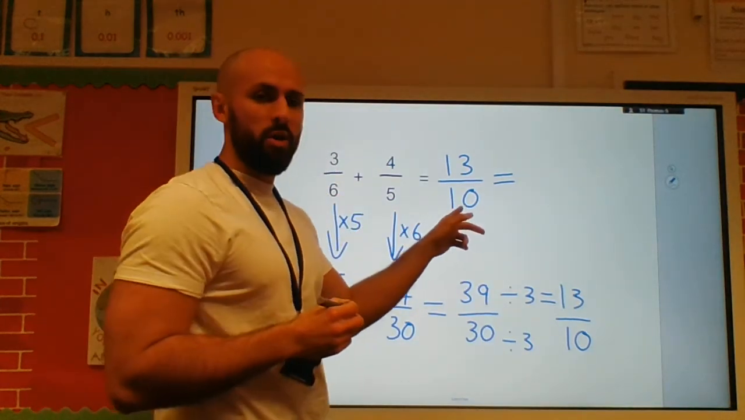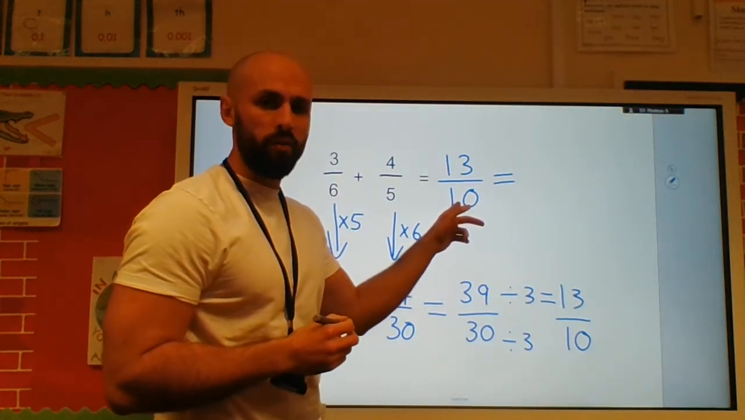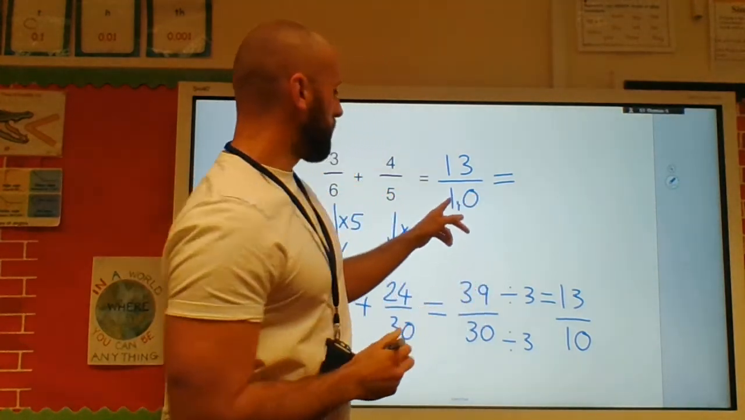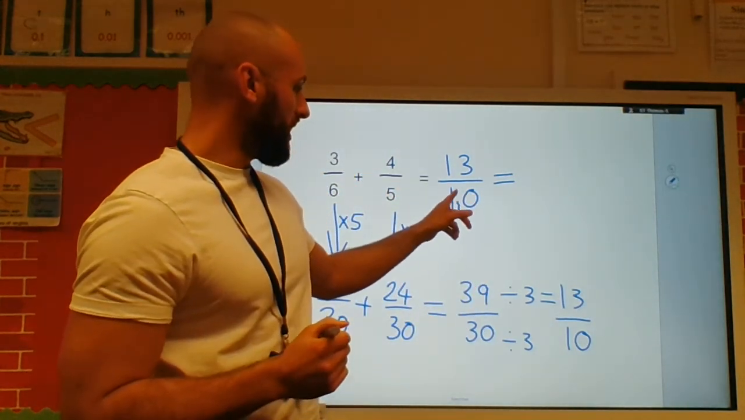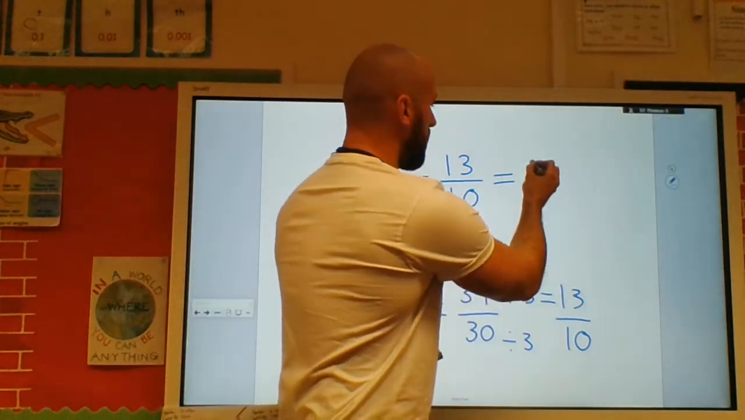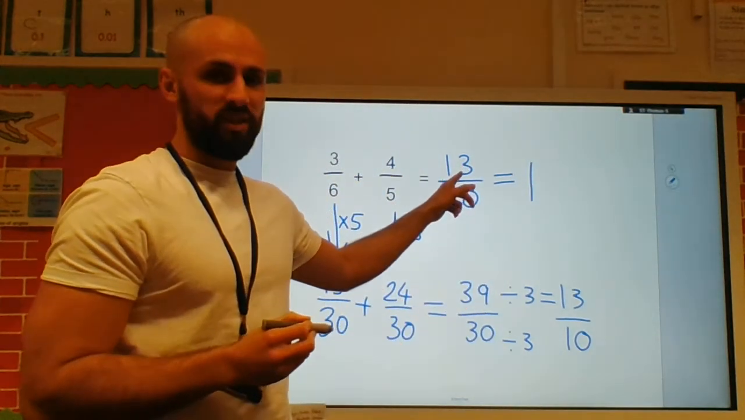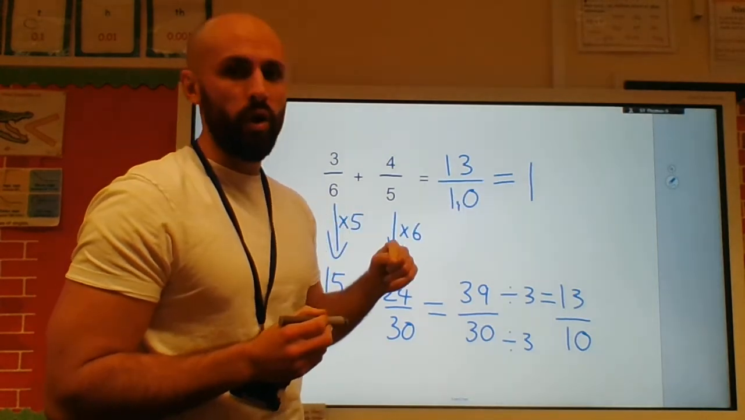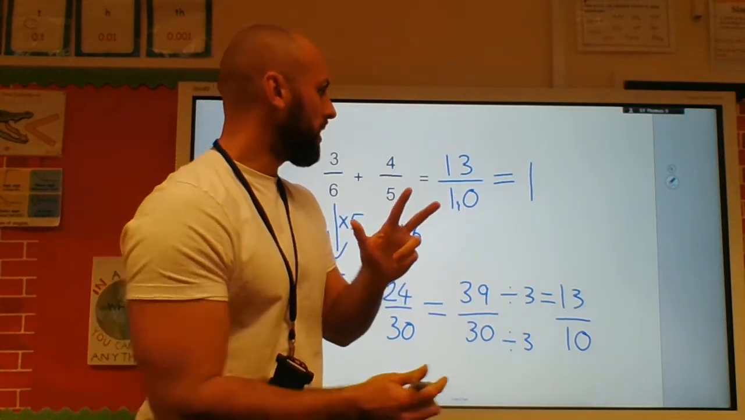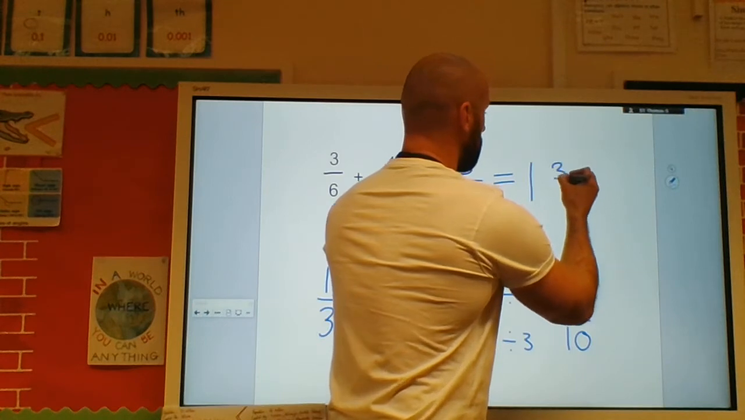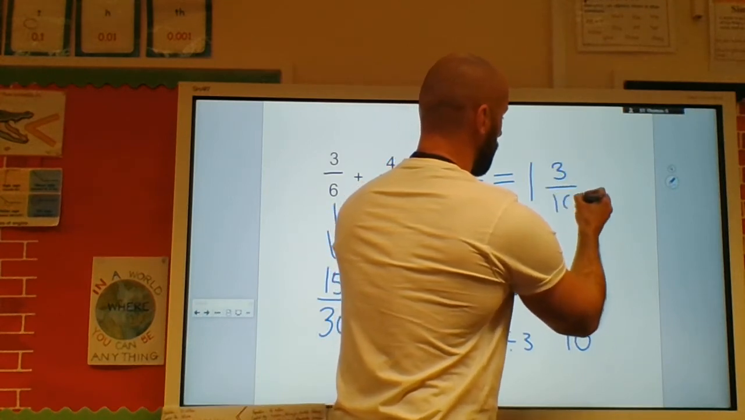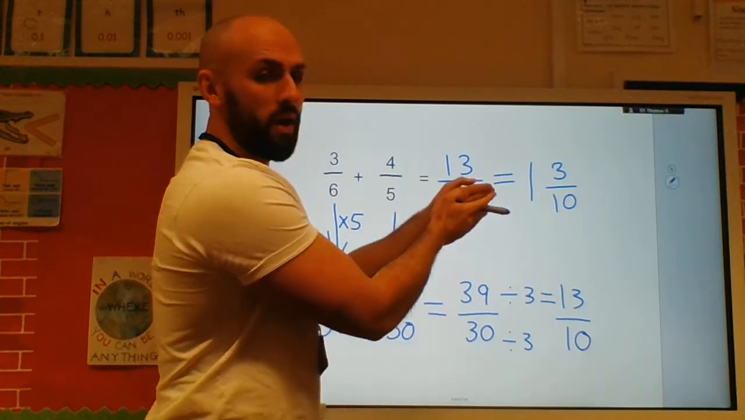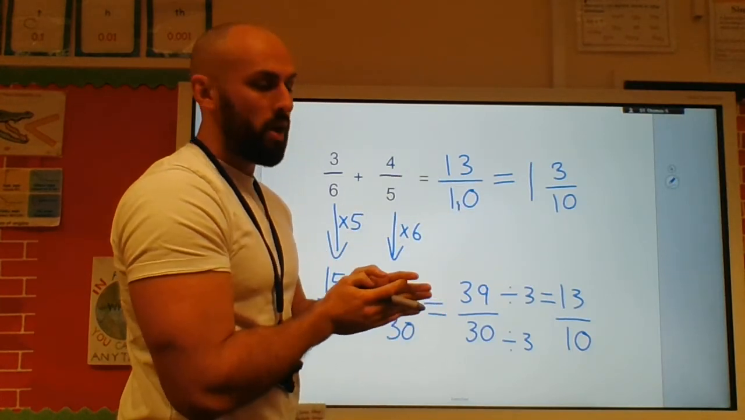Well, remember the denominator tells me how many parts there are to a whole. So I can make one whole here because I've got more than 10/10. So I've used 10/10 to make the one whole, which leaves me another 3/10. So my answer in its simplest form is 1 3/10.